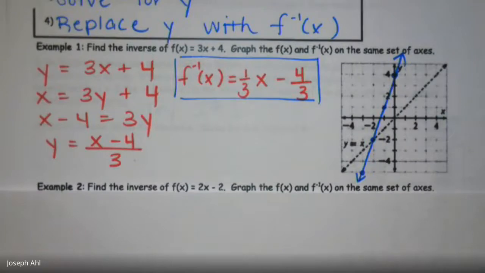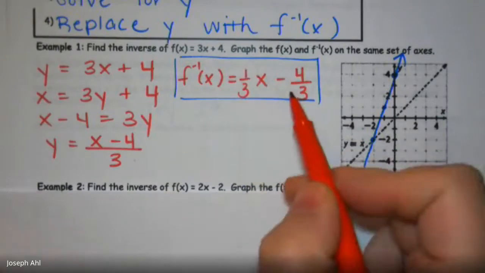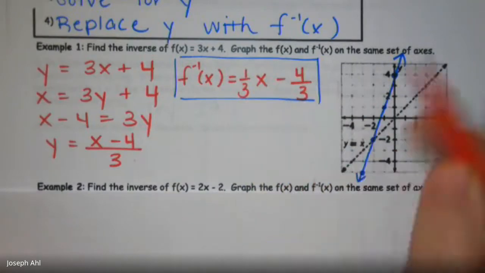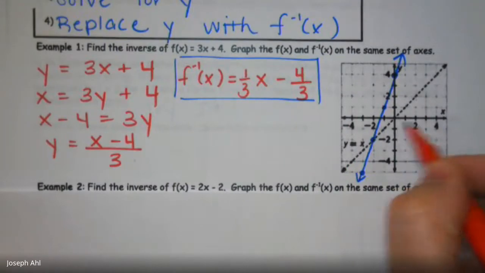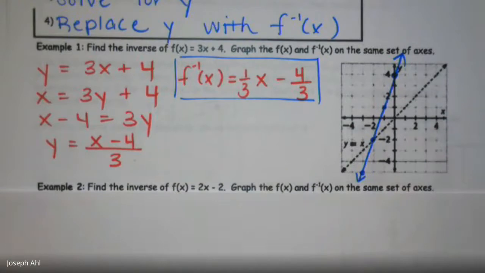Impressive. Okay, now here's what I can do. I can go over here and say, let me start at a y-intercept of -4/3. That's a little less than -1, and rise 1 and run 3. And there's no issue with that. It's really just a sketch at the end of the day.